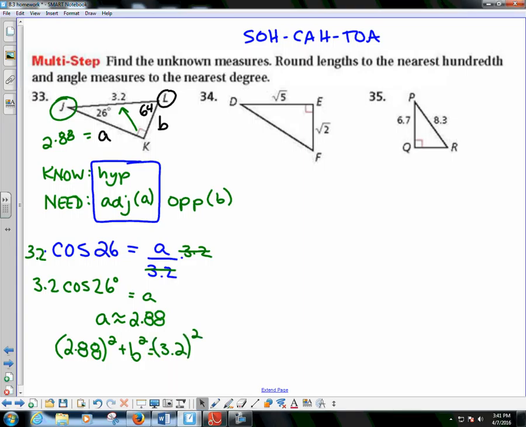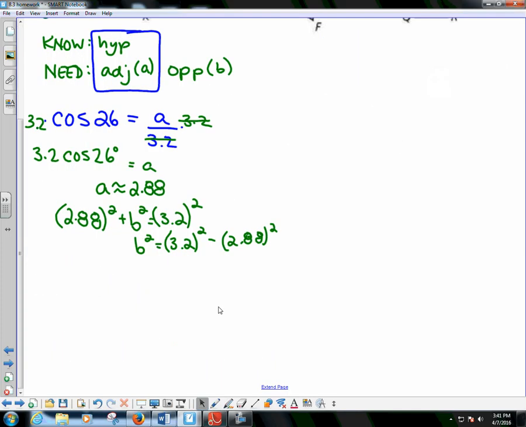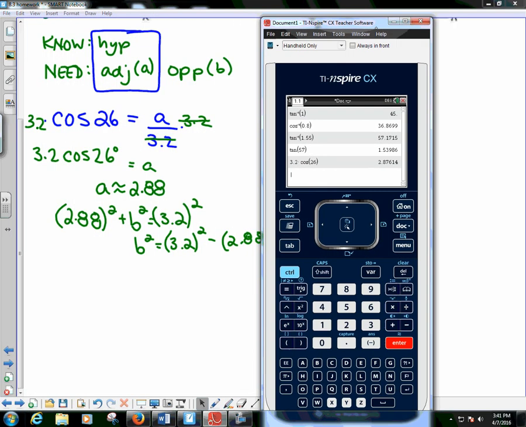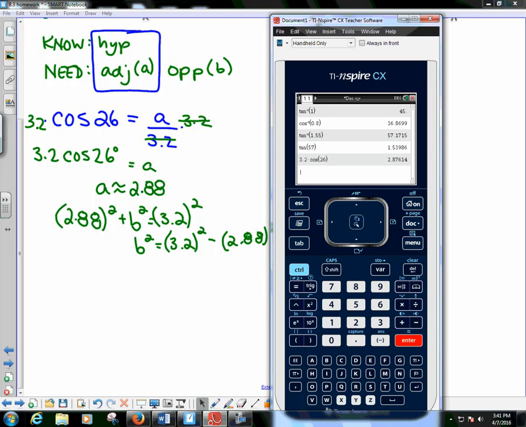I want to make it easy for me when I go to my calculator, so I'm going to say b squared equals 3.2 squared minus 2.88 squared. It's neither here nor there that I'm doing it that way now. All right, so I'm going to move this out of the way so I can see what I'm doing.